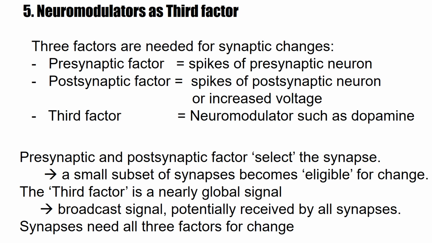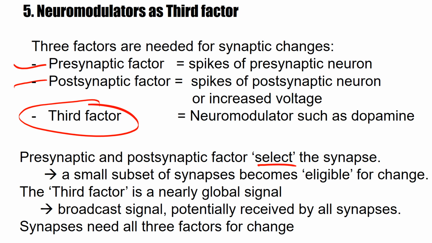We have seen that three factors are needed for synaptic changes. A presynaptic factor, that could be spikes of the presynaptic neuron. A postsynaptic factor, that could be spikes of the postsynaptic neuron or increased voltage. And then a third factor, which could be a neuromodulator such as dopamine. The logic is that presynaptic and postsynaptic factor together select the synapse. So a small subset of synapses becomes eligible for the change.